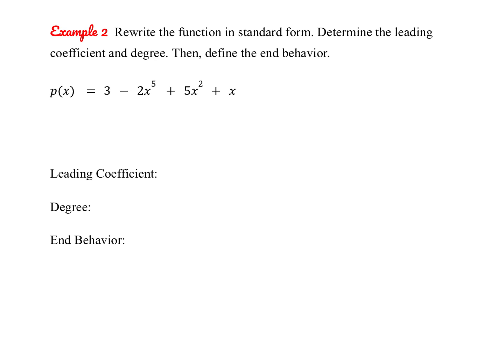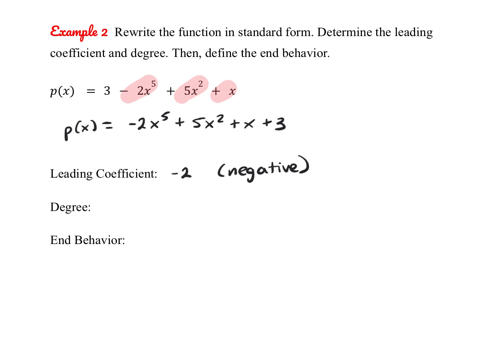All right, let's try another one together. So let's start by rewriting this function in standard form. So negative 2x to the 5th. Don't lose your negative, it sticks with the term. Plus 5x squared plus x plus 3. So I can see that my leading coefficient is negative 2, which again we care more about the sign than the actual value. Our degree of the entire function is 5, which we really care right now if it's even or odd. And now we can move on to end behavior.